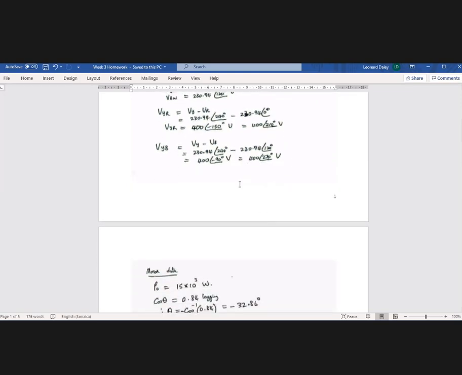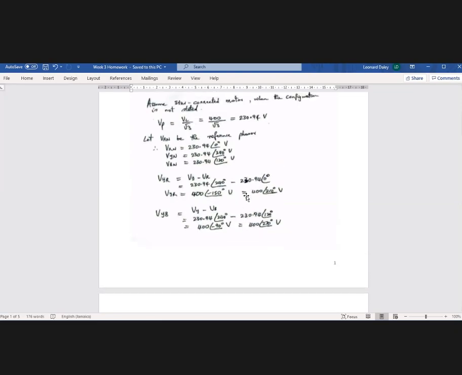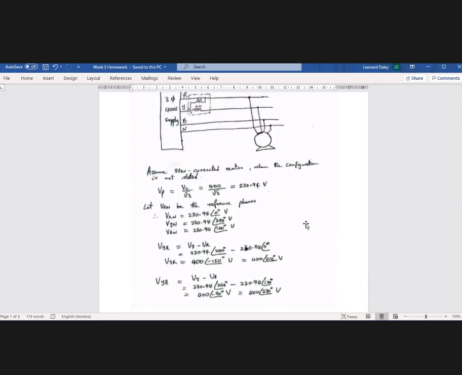So now that we know the voltages, give us a few seconds to write that, please. So VYR and VYB magnitude is basically the same thing as the line voltage. Yes, they are line voltages. So you calculate that just to get the angles. Right. We need the angles when we're working out the power.